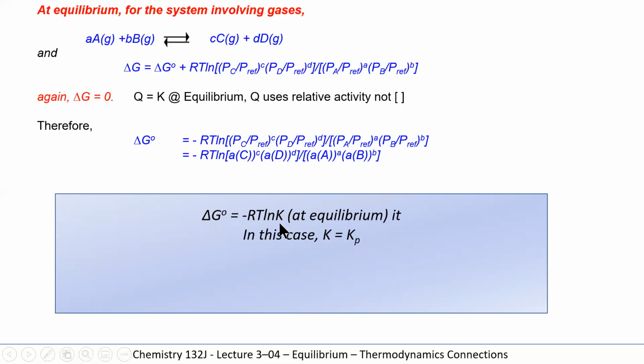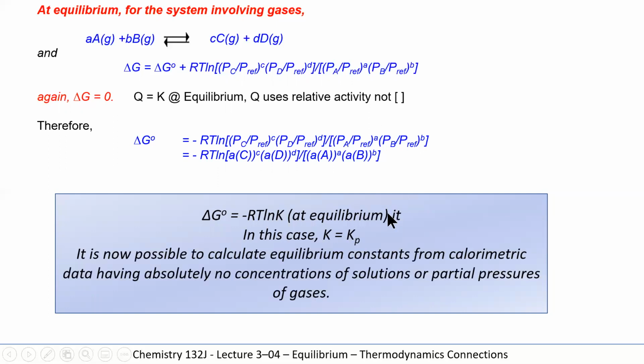And in this case, K, the equilibrium constant, which is unitless, is going to equal the Kp value at equilibrium. Kp is the equilibrium constant for gases. Okay, so now it's possible to calculate equilibrium constants from these two useful equations from calorimetric data. You don't need concentrations of solutions or partial pressures. So we're going to look at some examples where this becomes very useful.